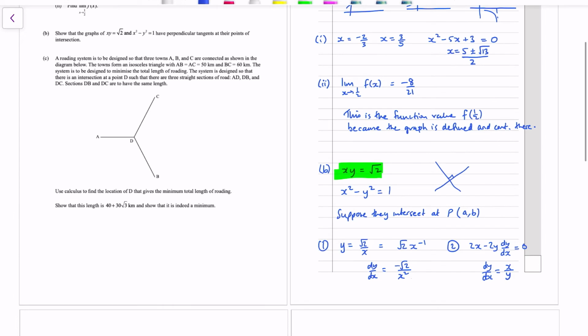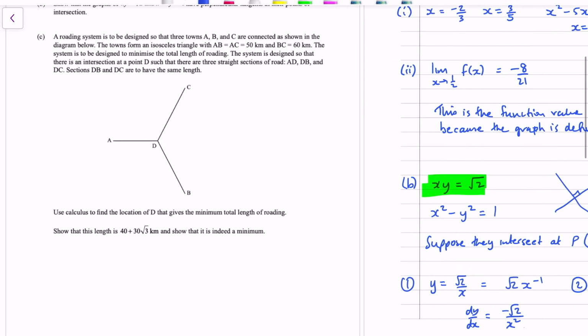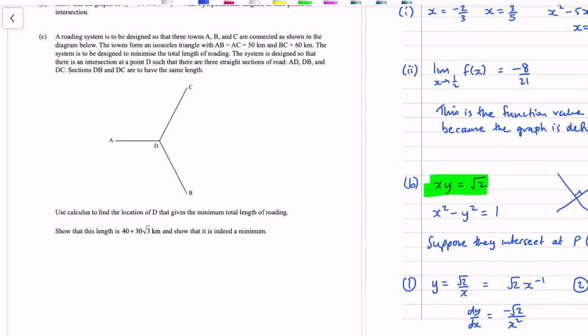Okay, third question. A roading system is to be designed with 3 towns connected. The towns form an isosceles triangle. How convenient. AB equals AC equals 50. So we've got, careful here, AB is equal to 50. AC is equal to 50. And then BC is equal to 60.